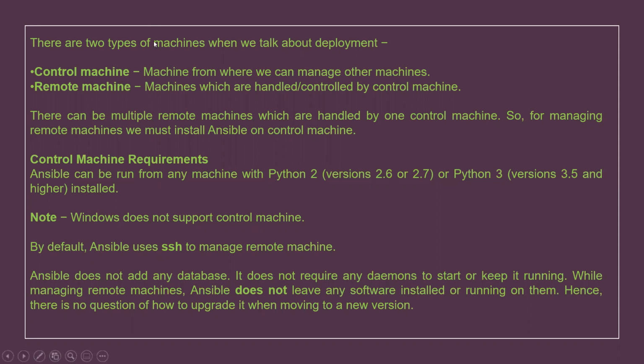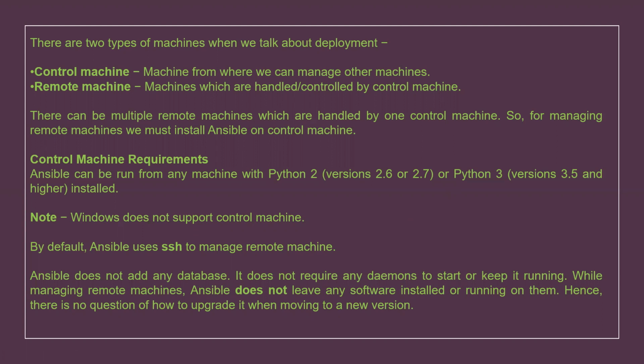As I said, the control machine is where you will have Ansible, and the remote machine is where you want to deploy your website, and there may be multiple remote machines. Control machine requirements: Ansible can be run from any machine with Python 2.6, 2.7, or Python 3 installed, because Ansible depends on Python and all playbooks are run through Python. Windows is not supported right now, but you can do it in a different way using Windows Subsystem for Linux, with Ubuntu.